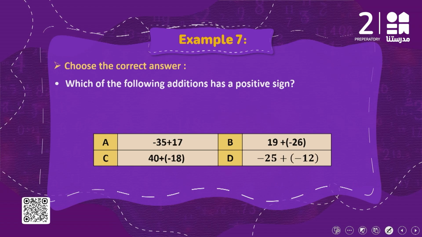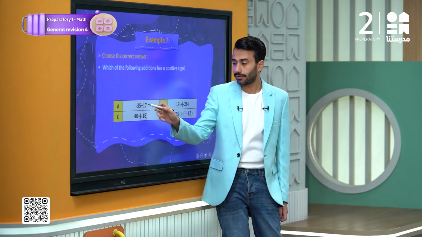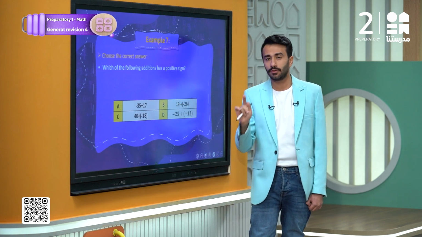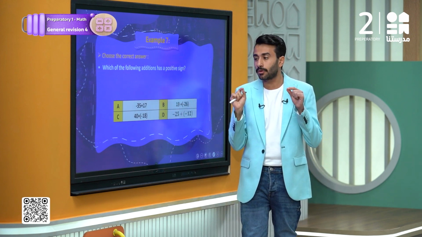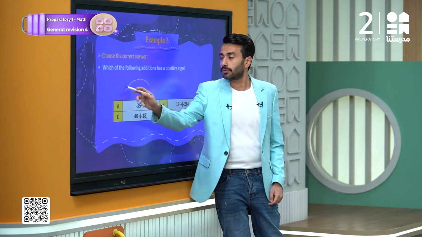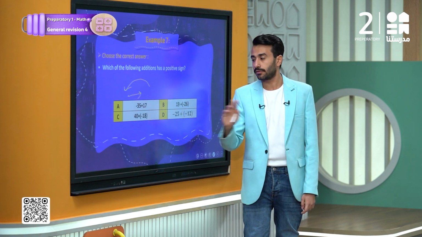Which of the following additions has a positive sign? We don't need to know the answer, we only need to make sure that it is positive. Do you think this will be positive? No, for sure no. Because here the negative 35 is way more than the positive 17. We are not comparing the negative 7 and the positive, no, we are comparing like, for example, you moved 35 steps in the negative direction, then you moved 17 in the positive. Of course you moved more in the negative, so the answer will be negative.